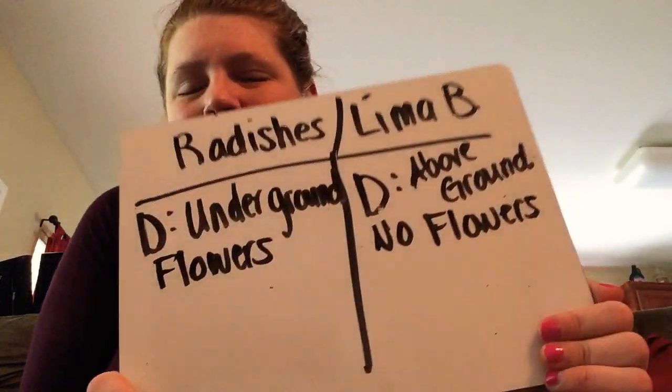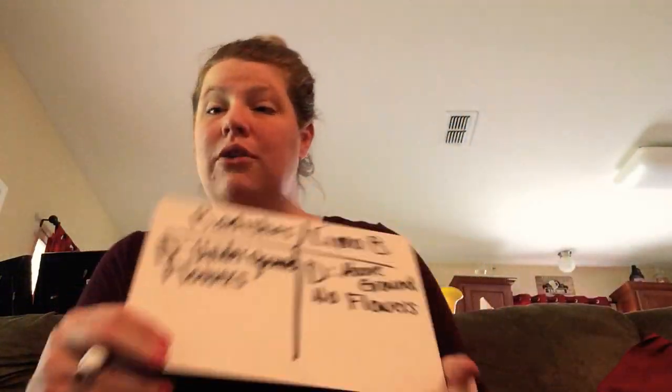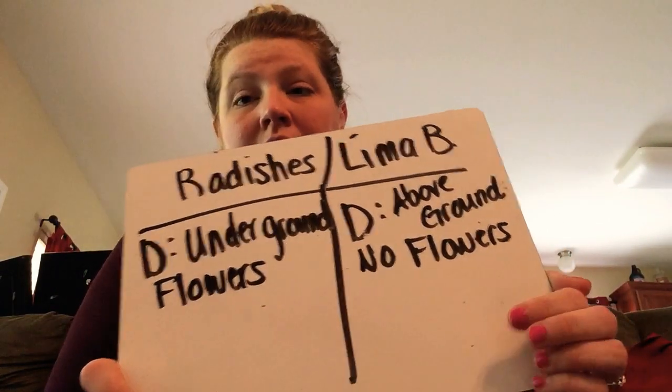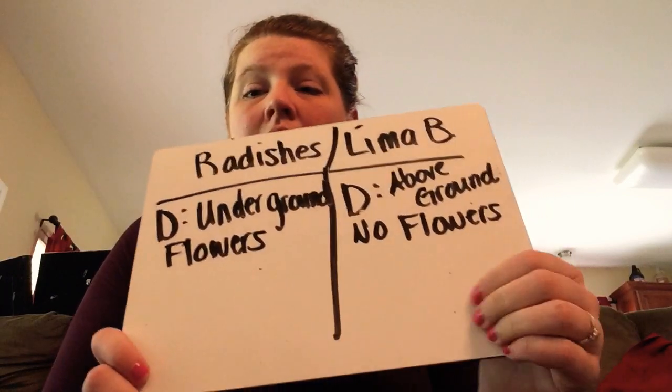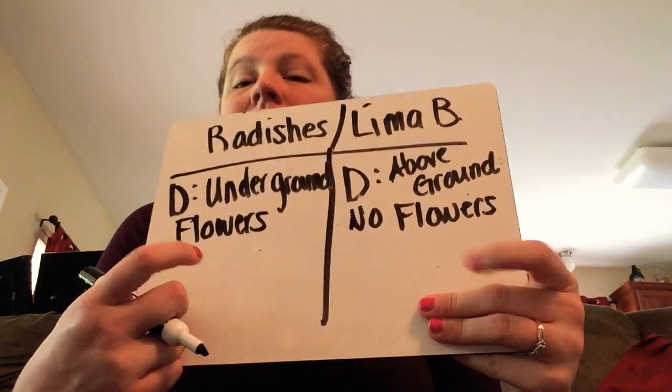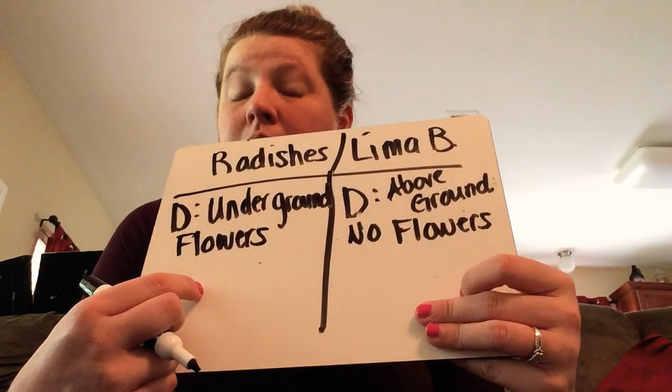Underground, let's see. Oh, that's it. Simple and easy, okay? So they both go through that simple life cycle, four stages and everything. They're seed, seedling, adult. Sometimes we have seedling too. But what's the difference between the two is that the radishes, some plants grow underground, some grow above ground.